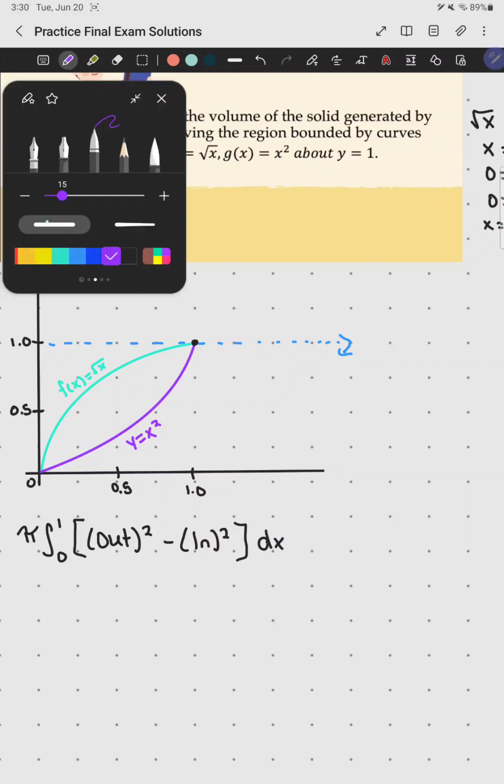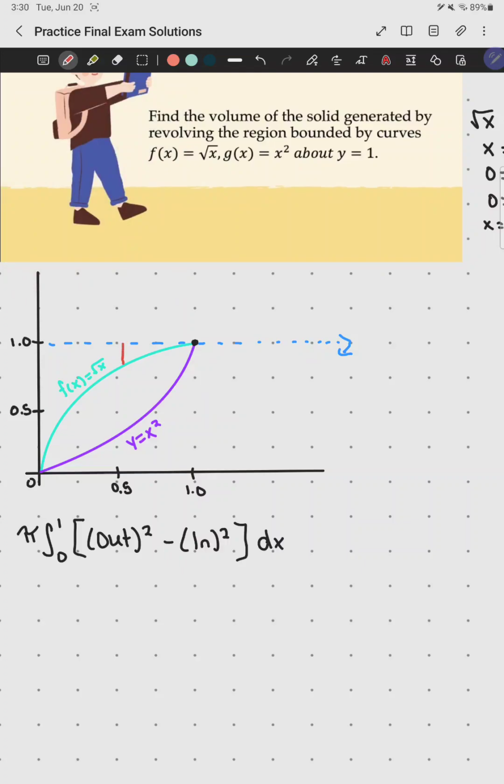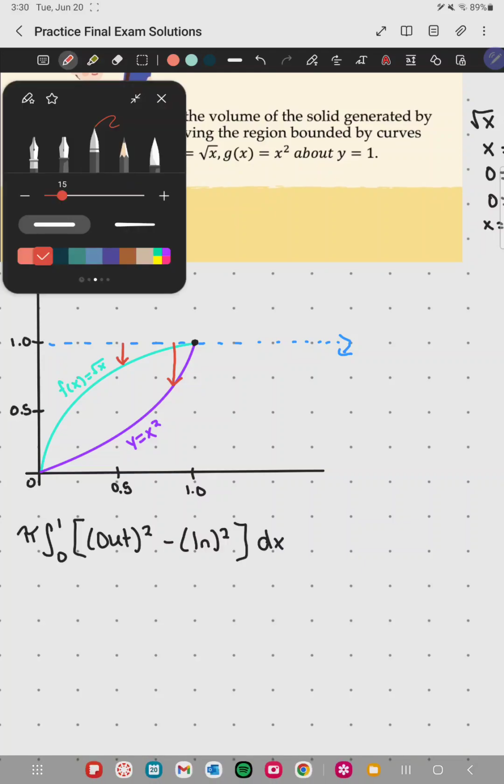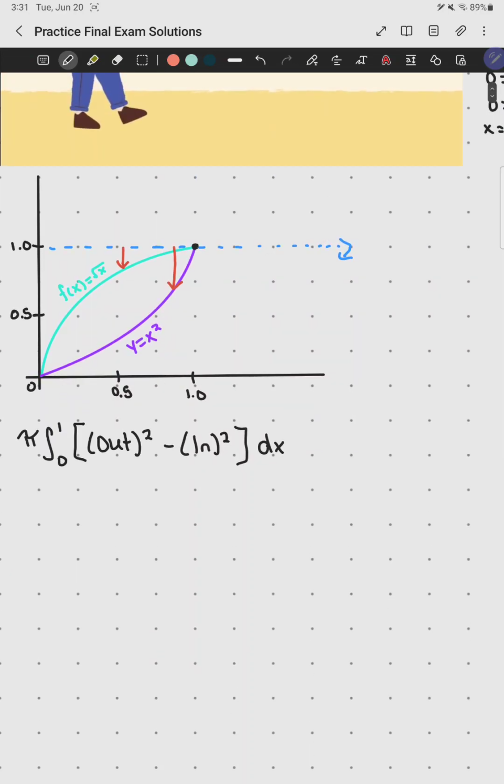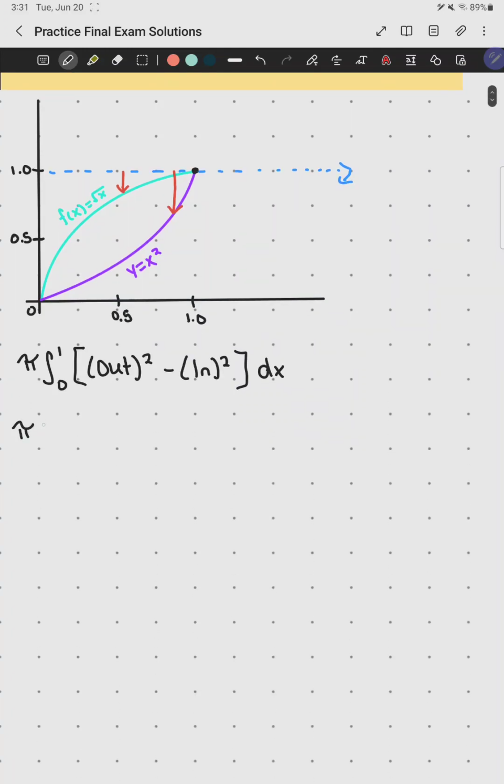From here, we're going to draw two arrows that designate our inside and our outside function. The smaller arrow is our inside function. The larger arrow is our outside function. We're going to be rotating about this y equals 1. Keep that in mind. So, from 0 to 1, our outside function, since we're rotating around the 1, is the integral of 1 minus x squared, squared, minus 1 minus square root of x, squared, dx.